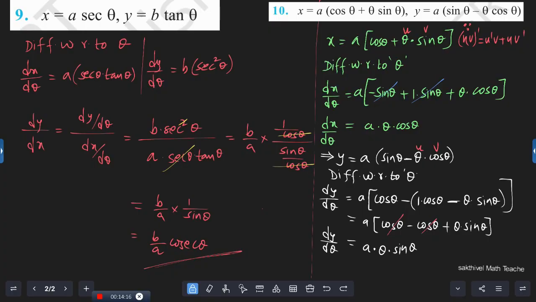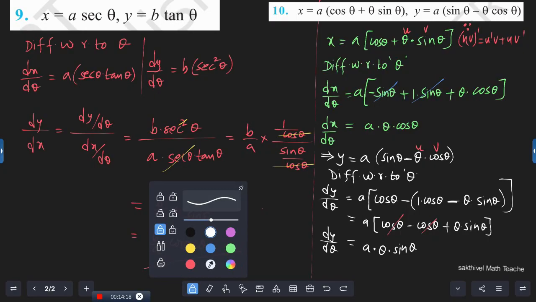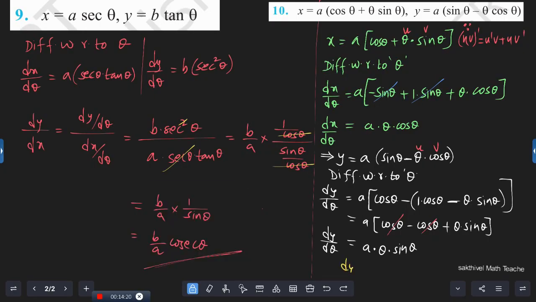So if you want to find dy by dx, what will you do? The formula is dy divided by dx. If you want to know, it is dy divided by d theta whole divided by dx divided by d theta.